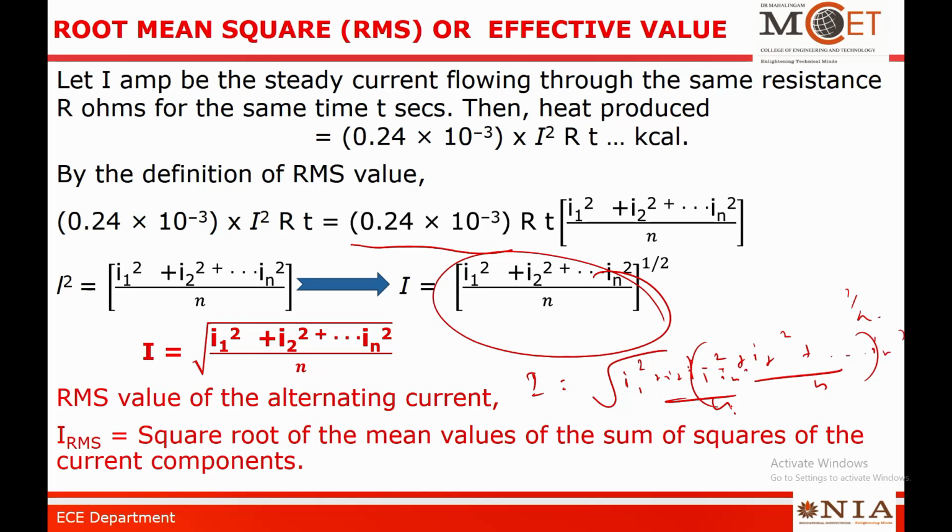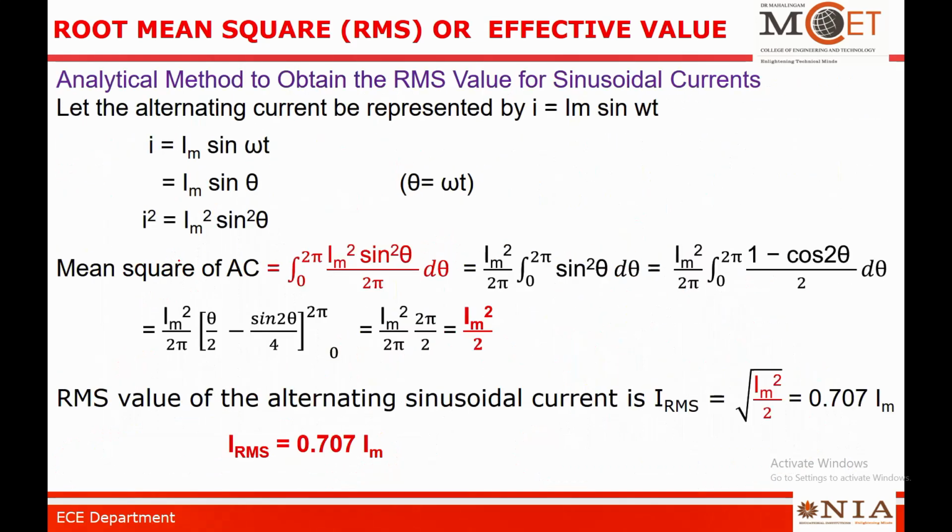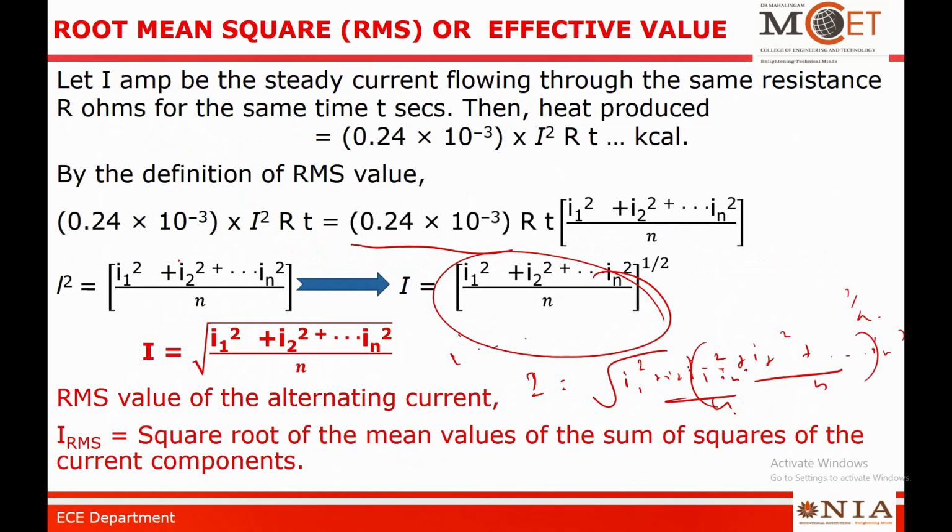Here I1, I2, I3 till In are the current components. So the intervals are obtained like this. These are the current components I1, I2, I3 till In that we have mentioned. So with respect to the current components, I is equal to the root of I1 square plus I2 square till In square, divided by n.